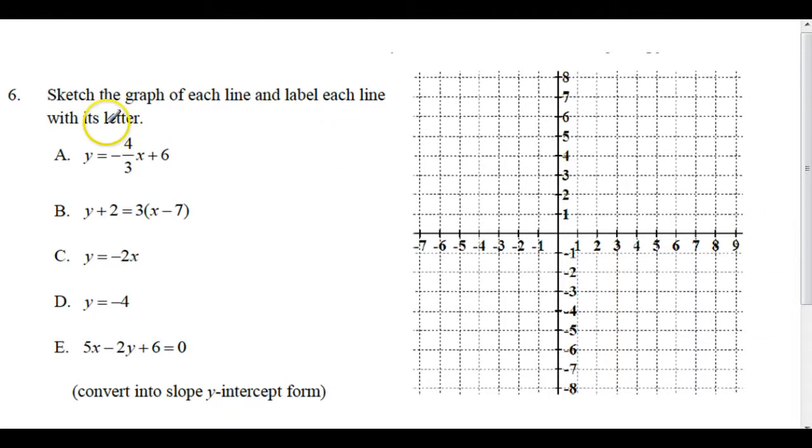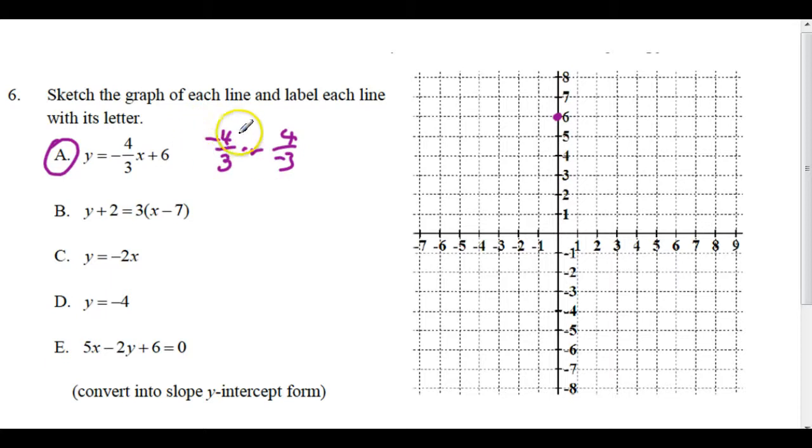6, sketch the graph of each line and label each line with its letter. We get to use colors here. So A, y is negative 4/3 x plus 6. So we start by finding the y-intercept. The slope is negative 4/3 or 4 over negative 3.